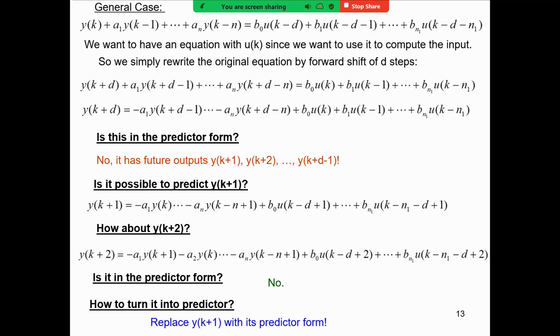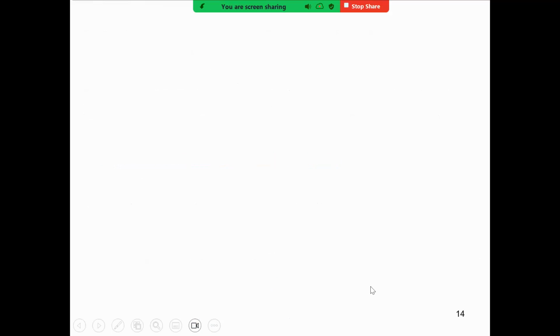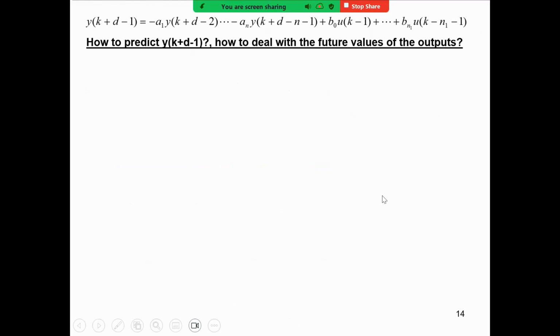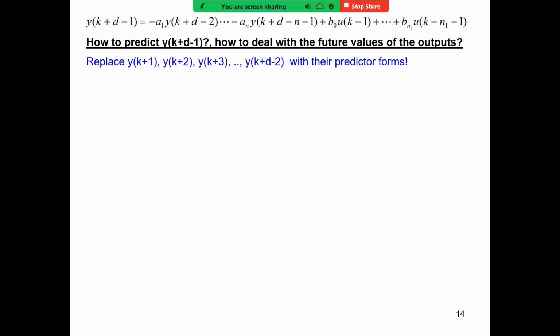Now imagine, you already get this idea. So for yk plus d minus one, that's the signal we also have to deal with. This is the original form. How are we going to predict this one? How do we handle those future values of the outputs? You can predict yk plus one, you can predict yk plus two, and of course you can predict yk plus three. For yk plus d minus one, all those future signals, you just replace them by their predictions. Then you replace the yk plus one, yk plus two, yk plus three, up to yk plus d minus two, with the predictions. Then you have a predictor which can predict yk plus d minus one. But of course, you will say, oh, that is complicated. Yes, it is complicated, but you can do it.